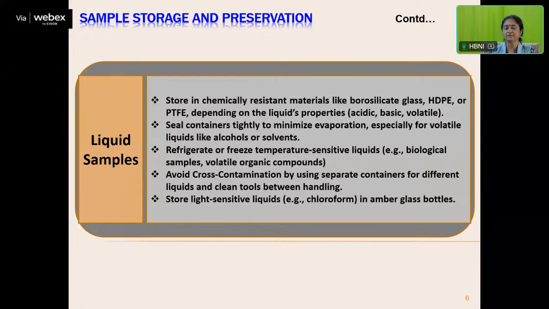Then refrigerate or freeze temperature sensitive liquids like biological samples and volatile organic compounds. Avoid cross contamination by using separate containers for different liquids and cleaning tools between handling. Store light sensitive liquids, for example, chloroform, in amber glass bottles.